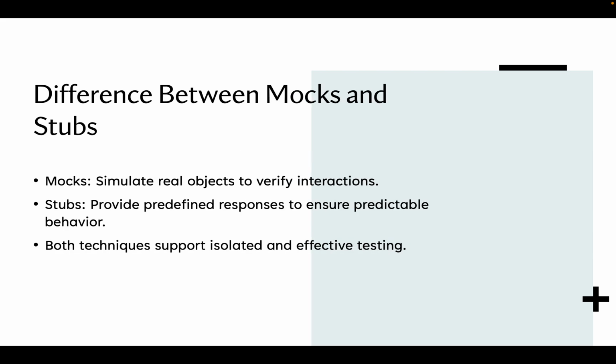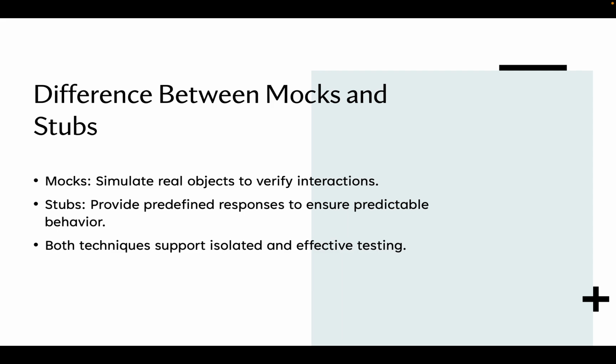And the difference between mocks and stubs. We just talked about mocks and stuff in the previous slides. Mocks simulate real objects to verify interactions. Stubs provide predefined responses to ensure predictable behaviors. And both techniques support isolated and effective testing.